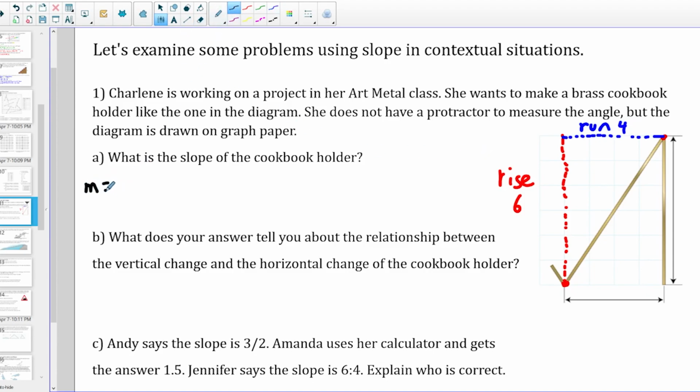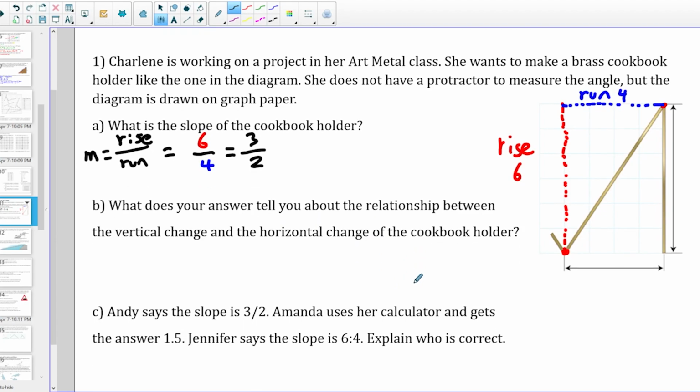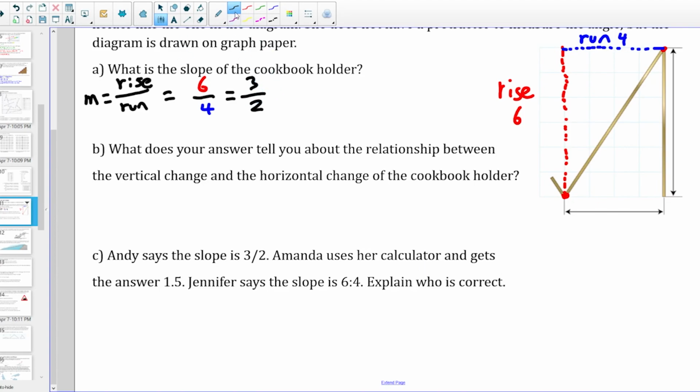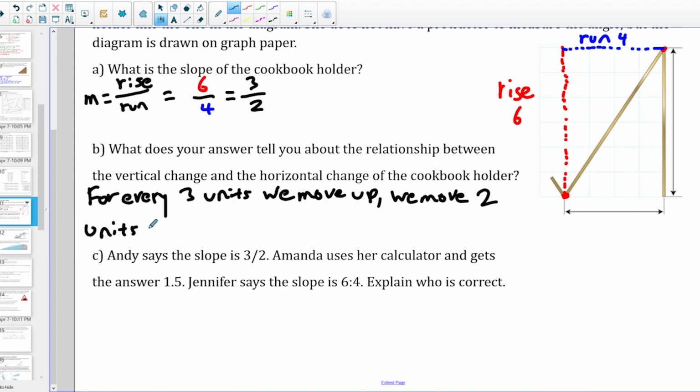So using our slope formula, m is equal to rise over run. We can fill it in with our two values: 6 divided by 4. And we can simplify this by dividing both the top and the bottom number by 2, and we end up with 3 over 2 as our slope. So what does our answer tell us about the relationship between the vertical change and the horizontal change of the cookbook holder? There are a couple of different ways that we can explore the relationship. The quickest way is to interpret our slope as telling us that for every 3 units we move up, we move 2 units to the right.